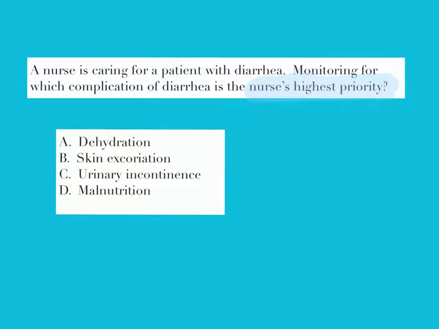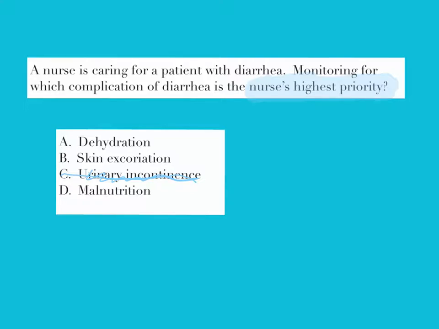Okay, so looking at the options, we have dehydration, skin excoriation, urinary incontinence, and malnutrition. Well, out of those choices, we could eliminate a few. For example, urinary incontinence is not a complication of diarrhea. I would say that would be something you could rule out pretty easily. Now, looking at the other choices, we can't rule out dehydration because that can happen with diarrhea. We can't rule out skin excoriation because that does also happen sometimes when you have frequent liquid bowel movements.